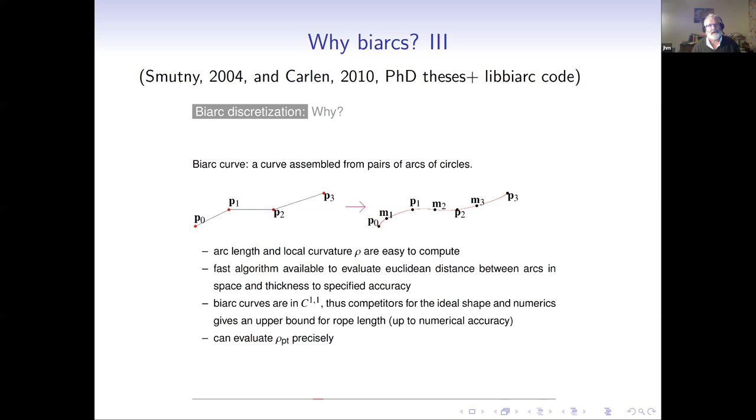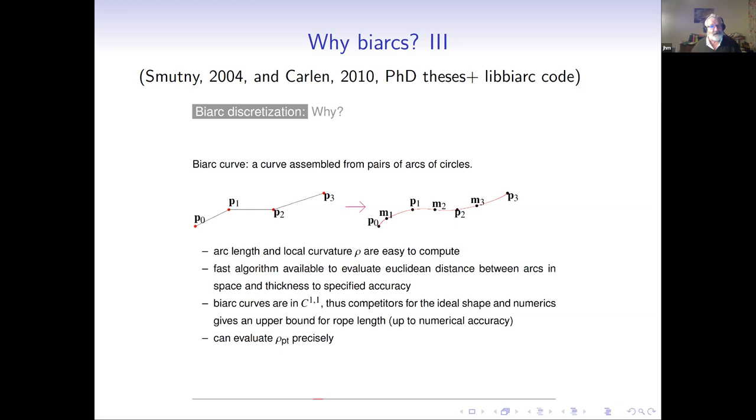So a biarc curve is just a bunch of biarcs. I guess it's like a Hermite interpolation. You have point-tangent data, and instead of interpolating with a cubic spline, you interpolate with biarcs. So you get arc length, local curvature, and so on. The other really interesting thing is that I'm also a big fan of global radius of curvature. So you have to do this big search, right? You have to find the minimizers.